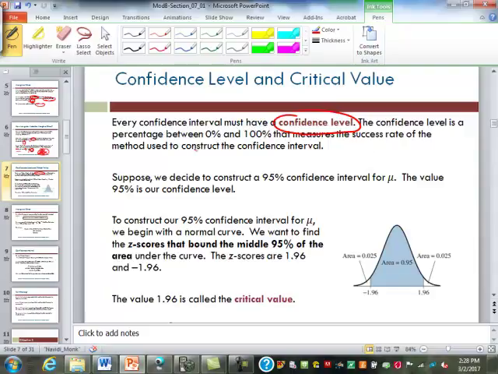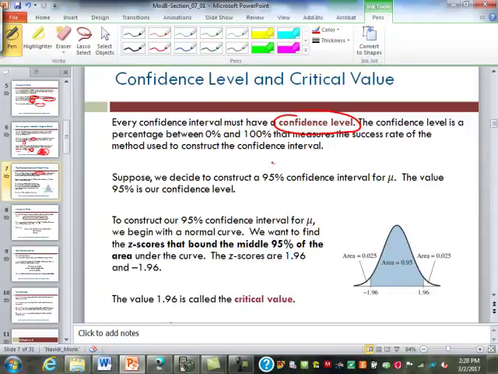The confidence level is a percentage between 0 and 100. Obviously, we want to be relatively confident, so very seldom do you see a confidence level below 80. And most of the time, it's either 90% or 95%. Occasionally, you see a 98% or 99% if it's something really important.